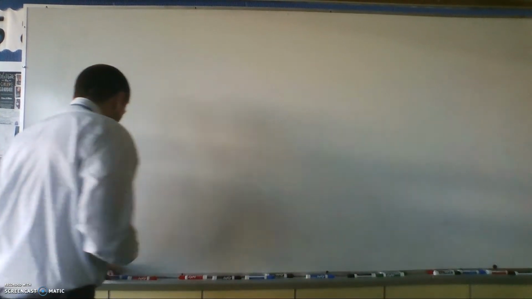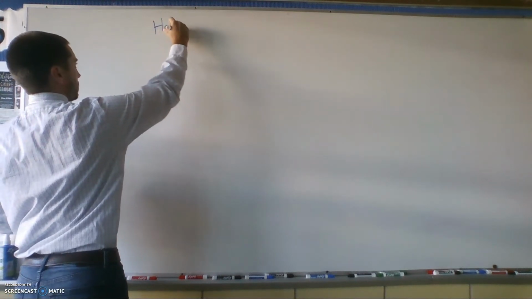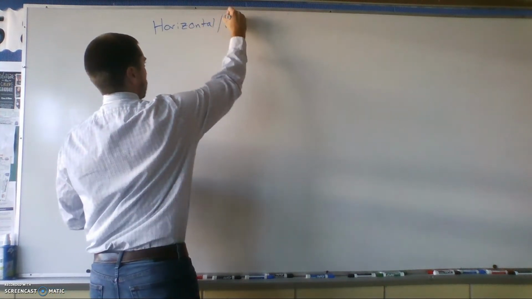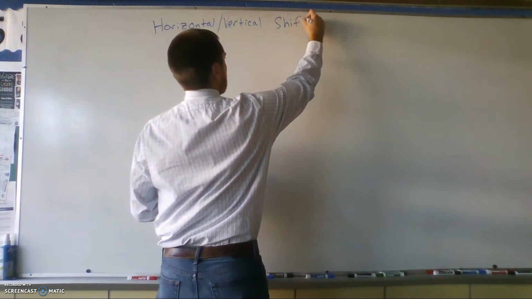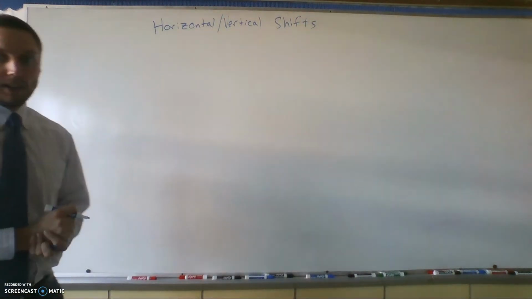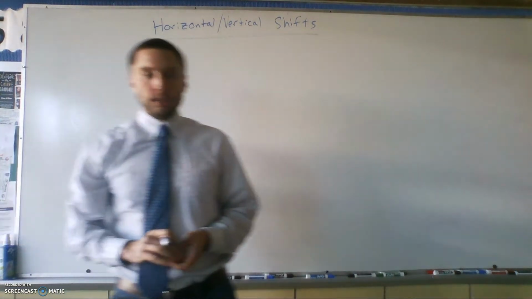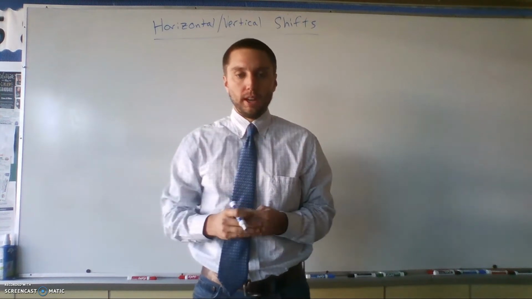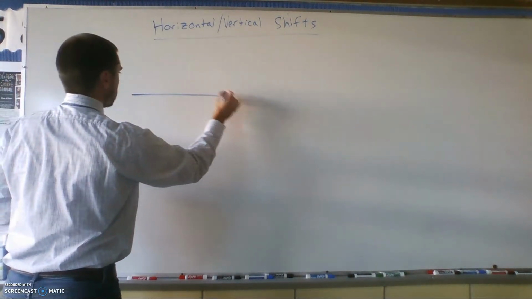Okay, so today we're going to talk about two main types of transformations. So we're going to talk about horizontal and vertical shifts. Okay, so we're going to be taking our graphs, our parent functions, and we're going to be shifting them horizontal, so left and right, and vertical, up and down. Okay, so let's look at an example to start with.